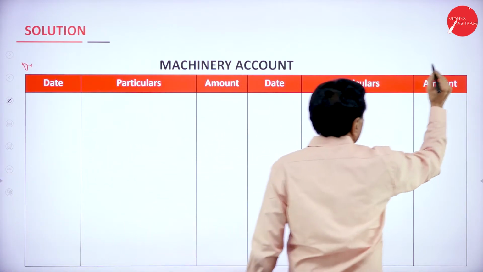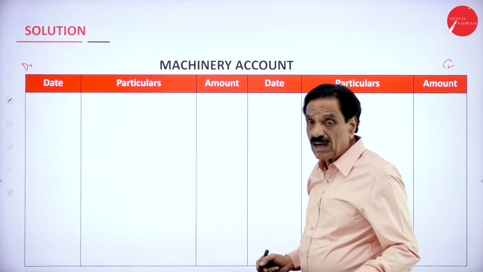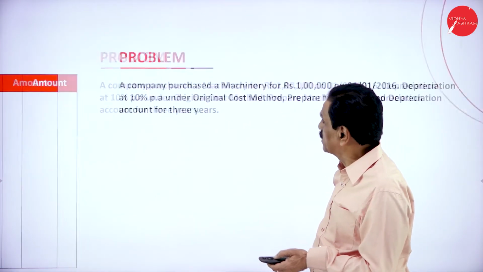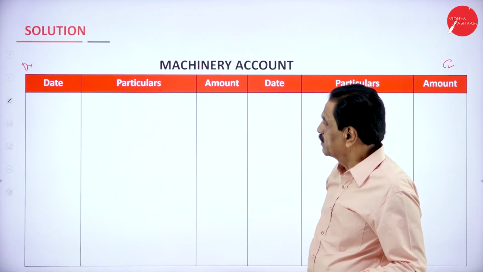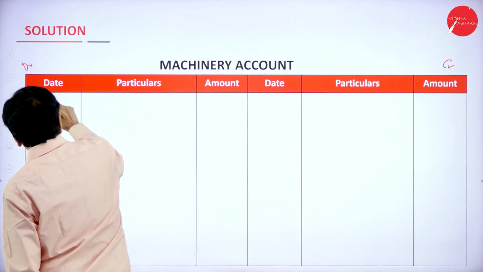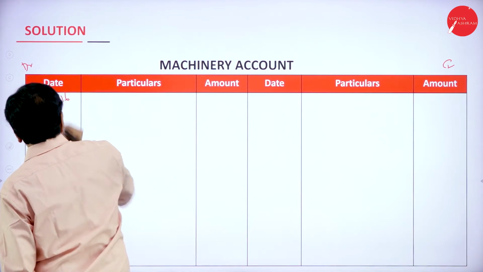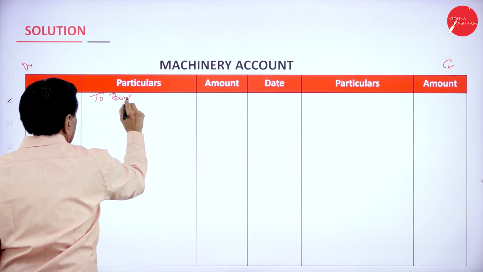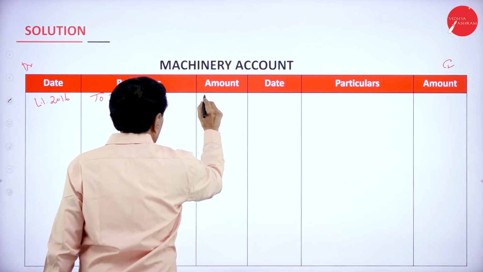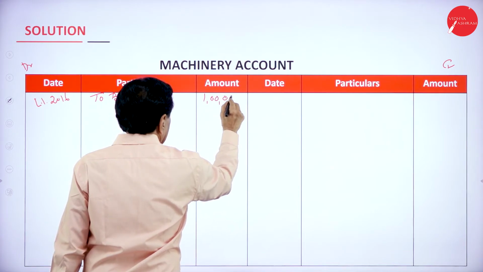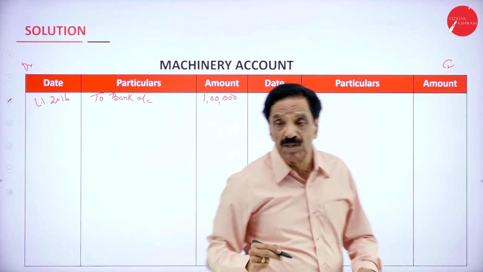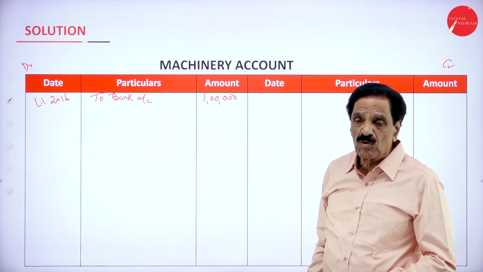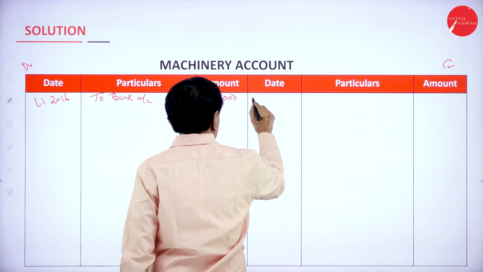debit, credit. What is the cost of the machinery? 1 lakh. Which day was it purchased? 1/1/2016, to bank account. What is the cost of the machinery? 1 lakh. You purchased the machinery for ₹1 lakh. Machinery account to bank account, how much? 1 lakh.